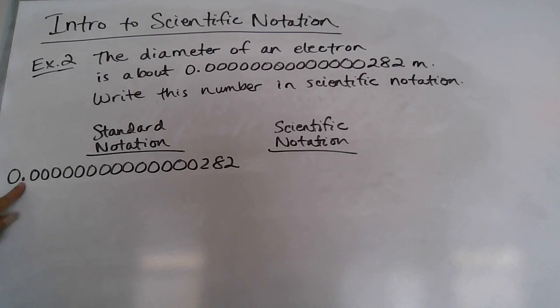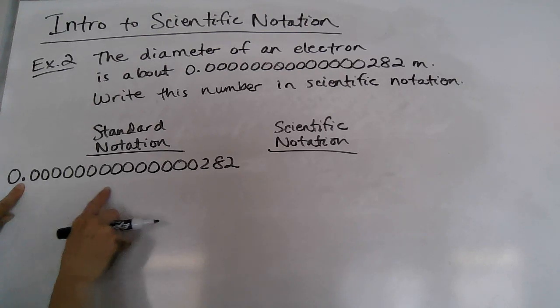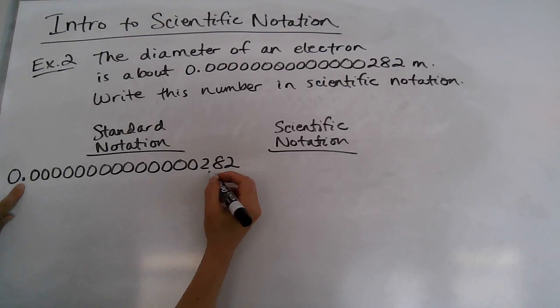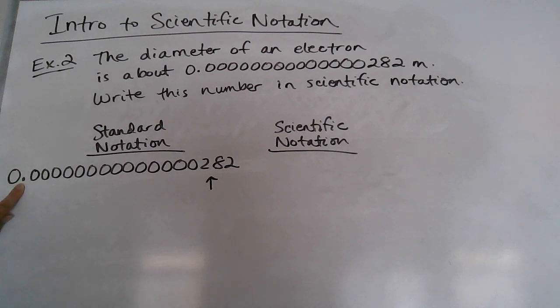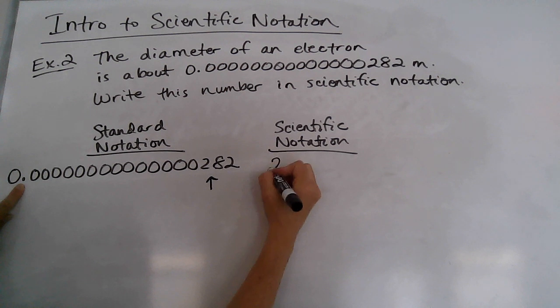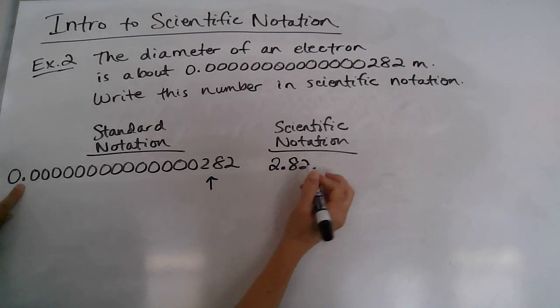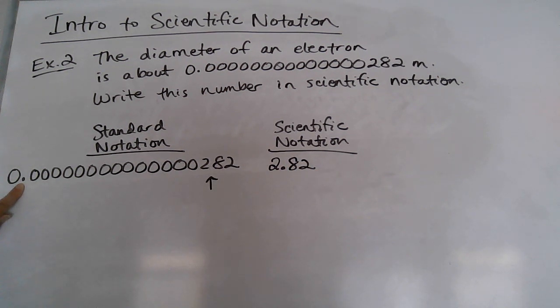So decimal sitting right here. There's one digit to the left of it, but it's a 0, and we can't have a 0 in front of the decimal if we're putting it into scientific notation. So we need to go ahead and move this decimal until there is only one digit in front of it that is not a 0. And that is going to be moving it this direction until it gets to right there. So our first thing that we're going to write for our scientific notation is 2.82.